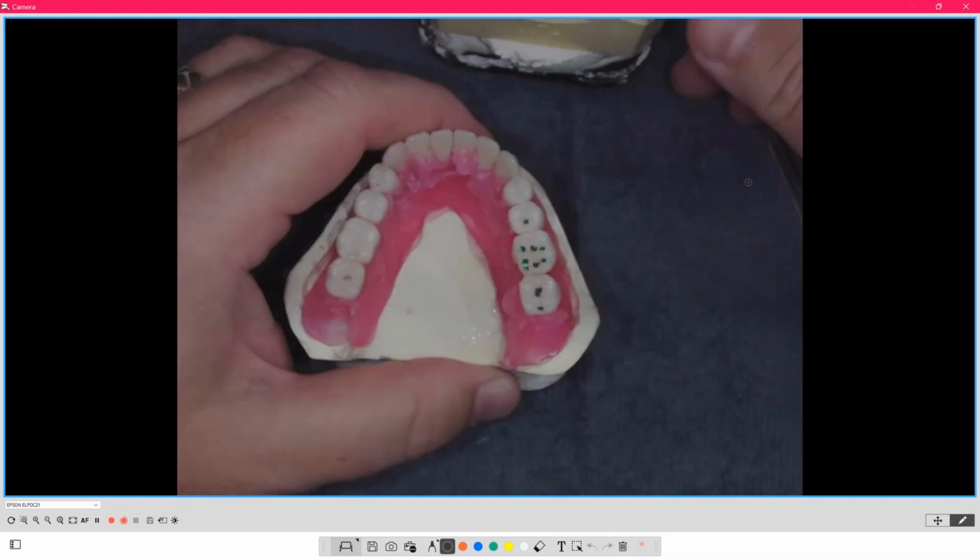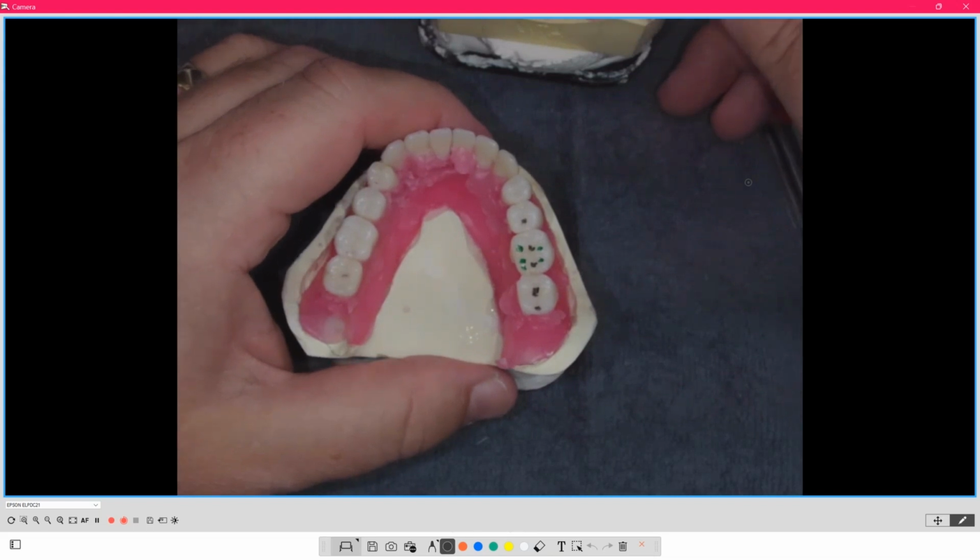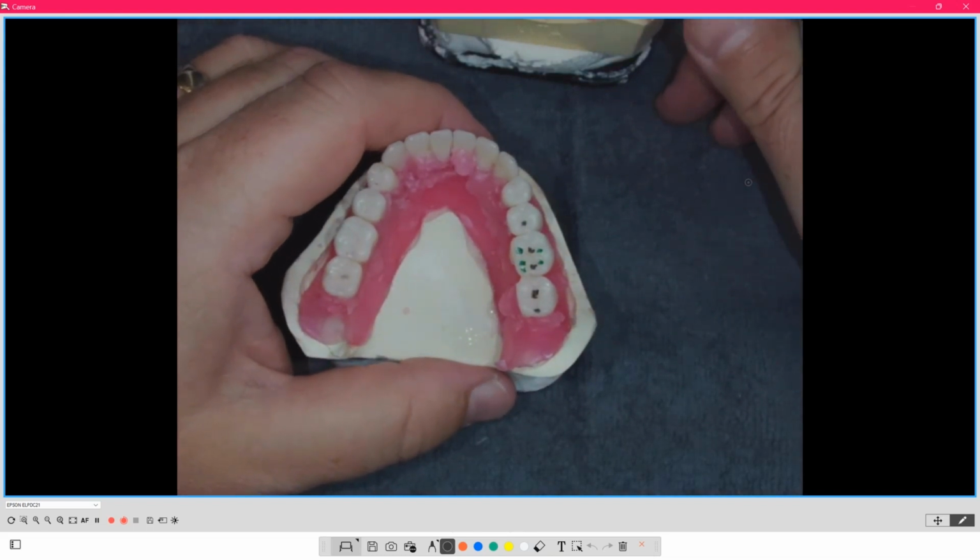And I just now had a flashback of my mom saying, Mark, you're slouching. Pull your shoulders back. Mark, you're slouching.